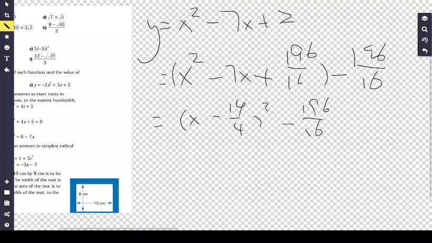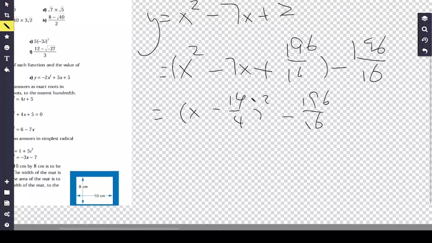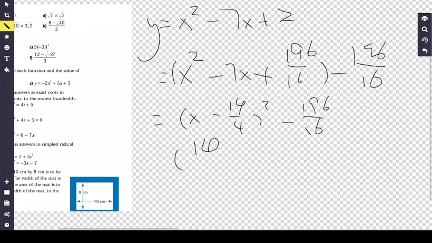You can actually reduce this. I just don't want to do that. Well, you have to do that on your test, but I don't want to do that because my calculator is pretty dumb. Not fun. And so our value is just 14 over 4 and negative 196 over 16.